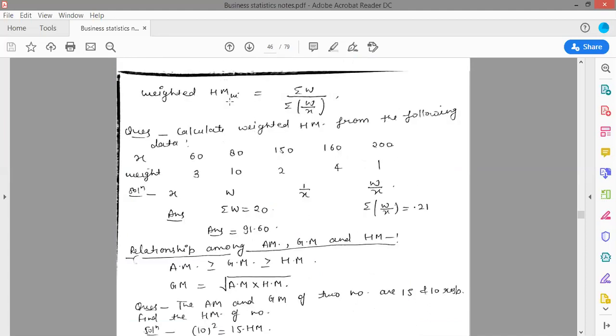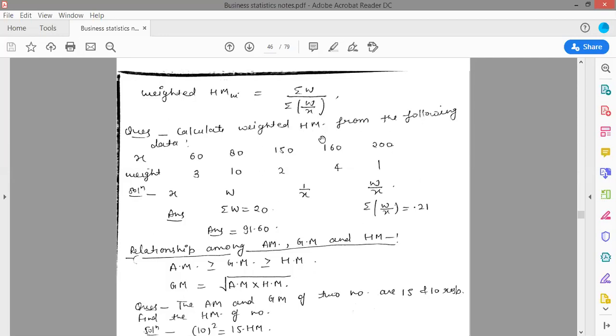Now there is another one, weighted harmonic mean. As I told you, just as there is weighted arithmetic mean, there is weighted harmonic mean. So summation w upon summation w upon x. That means if you have variables x1, x2, x3 and so on xn, then summation 1 upon x1, 1 upon x2 plus and so on 1 upon xn. If weight is given, then n is equal to summation w. So summation w upon w1 upon x1 plus w2 upon x2 plus and so on wn upon xn. So that will be your weighted harmonic mean.